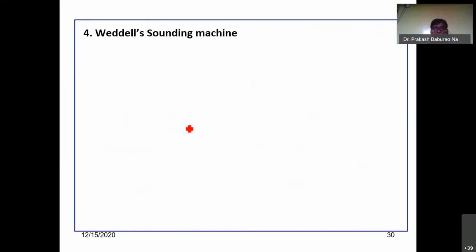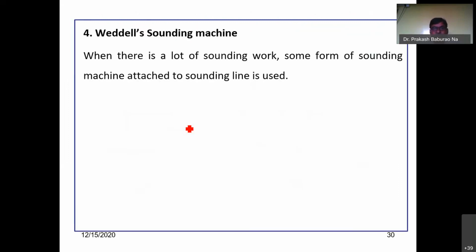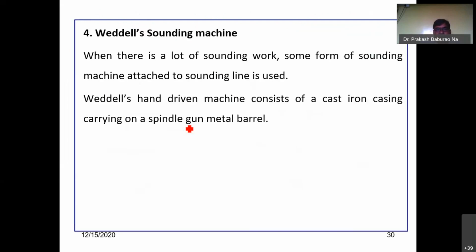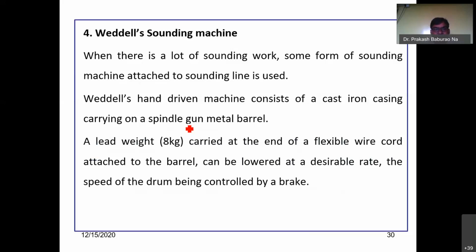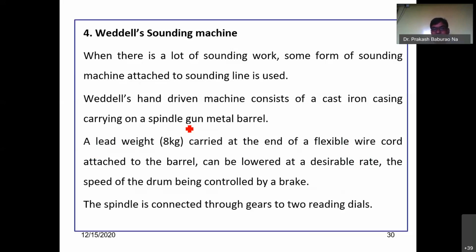Then the weightless sounding machine, which in earlier days was utilized when there was a lot of sounding work. It is some form of sounding machine attached to the sounding line. Weddell's hand-driven machine consists of a cast iron casing carrying on a spindle a gunmetal barrel. A lead weight of 8 kg is carried at the end of a flexible wire cord attached to the barrel, and can be lowered into the water at a desirable rate, the speed of the drum being controlled by a brake. The spindle is connected through gears to two reading dials.